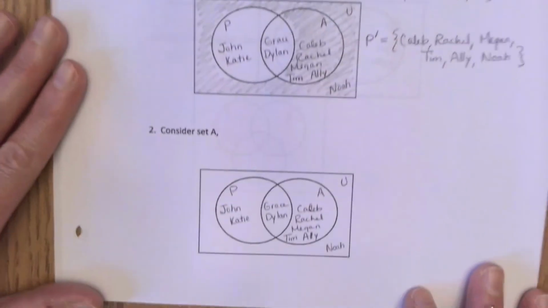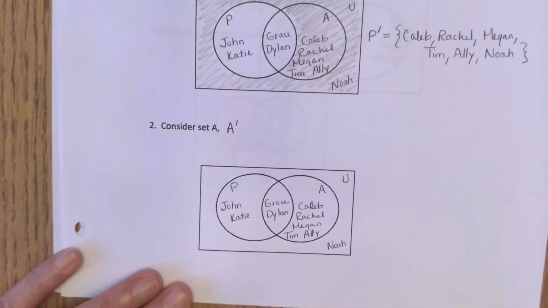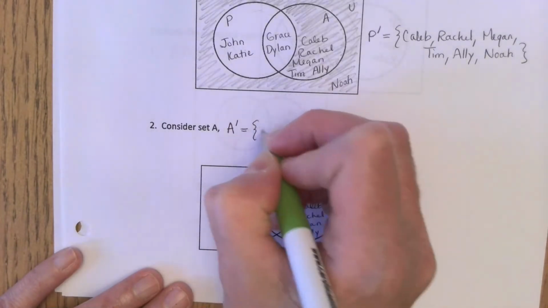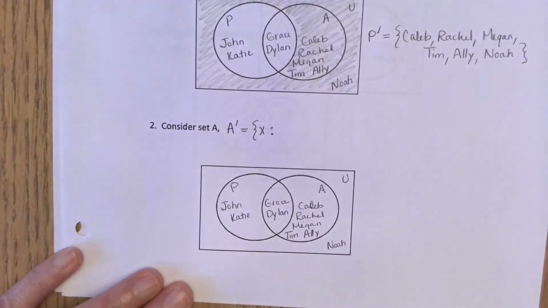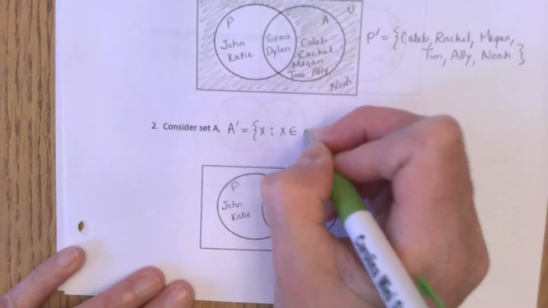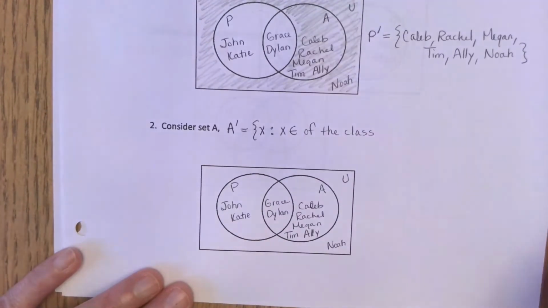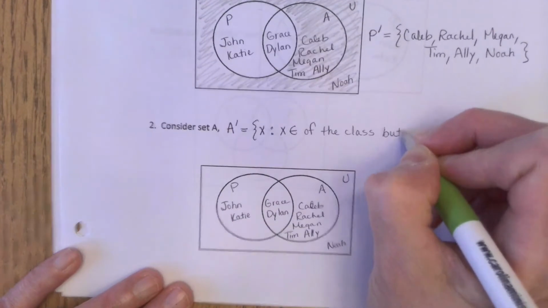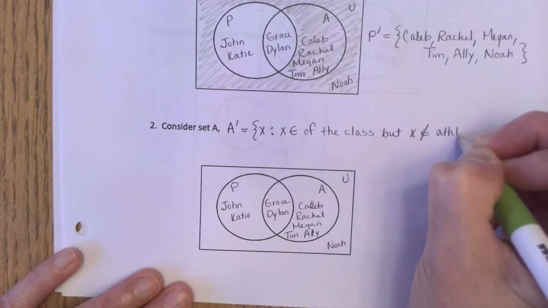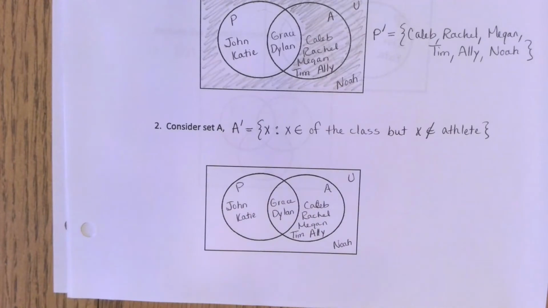Okay, so let's consider those athletes. Well, now I want A prime. In other words, not an athlete, not A. So these are going to be the elements such that the element is a member of the class, because again, that's the universal set. Remember the class. But that element is not an athlete. All right, so that's the set we're looking for.